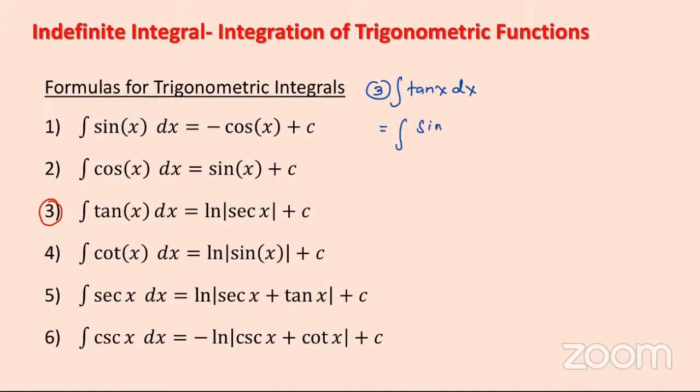Integration of sine x over cosine x dx. Is it the same thing? Tangent x is sine x over cosine x, right? What is the derivative of sine x? Cosine. So it looks like the derivative of sine is there. So I'm going to use u substitution here if it is going to work. I'm going to consider u as sine x. Let's do it. Let u equal sine x. So the derivative of u with respect to x is equal to the derivative of sine x, which is cosine x.